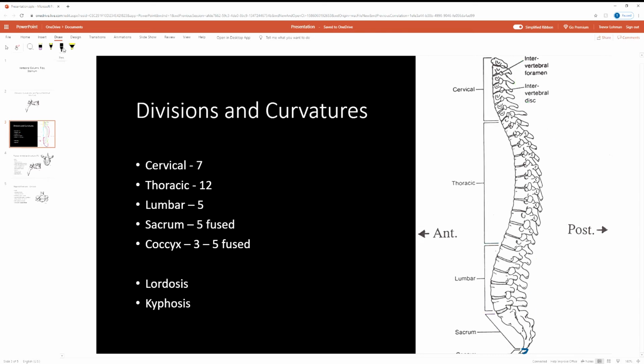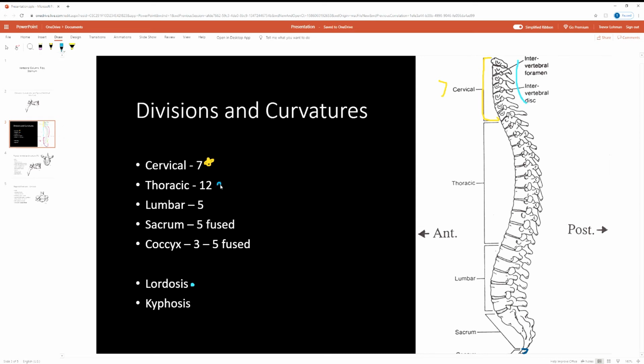So we have 7 cervical vertebrae, so let's label that in yellow. They're right here. There are first 7 vertebrae, C1 through C7. And they have something that is called a lordosis curvature to them. So I'm going to highlight lordosis in blue down here and show you what that means. It means that they're convex anteriorly.